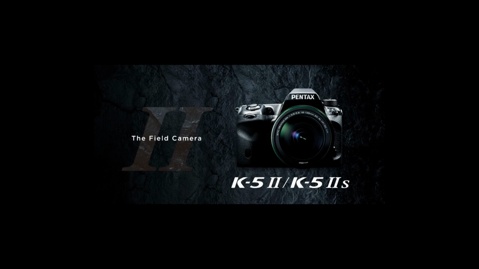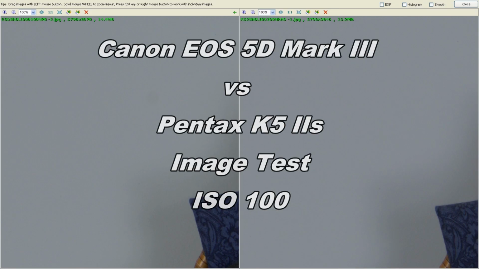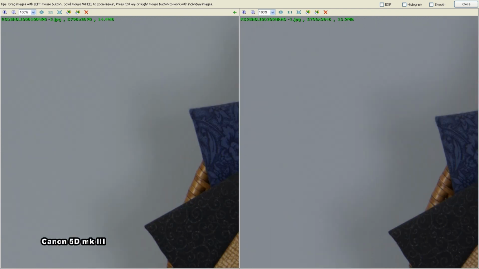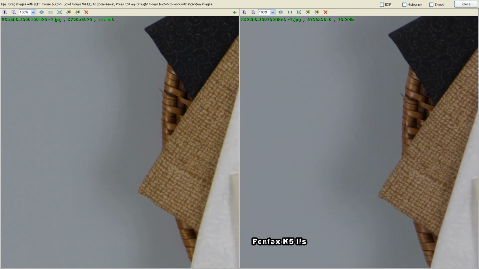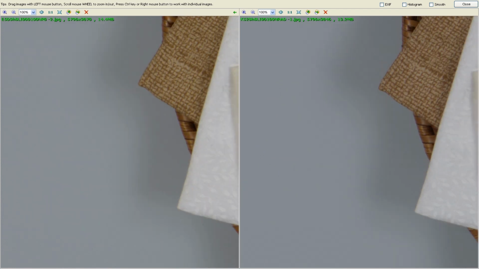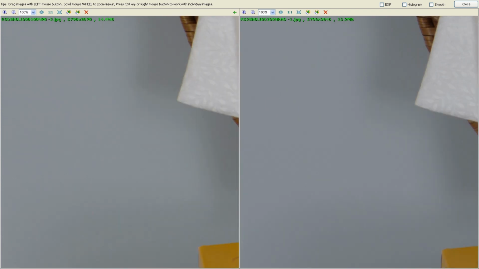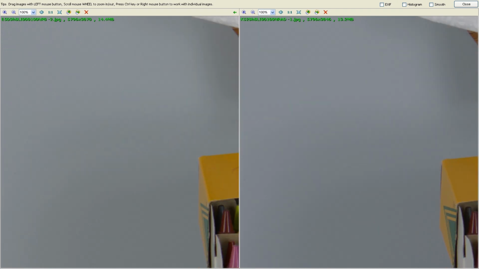Today what we're going to be looking at is a video that I already did, but I'm redoing, which is the Canon 5D Mark III versus the Pentax K5 2S. My reason for redoing this video is fairly simple. It deals with the fact that I primarily started off with like a 1600 ISO versus just starting at the beginning and then going straight through.